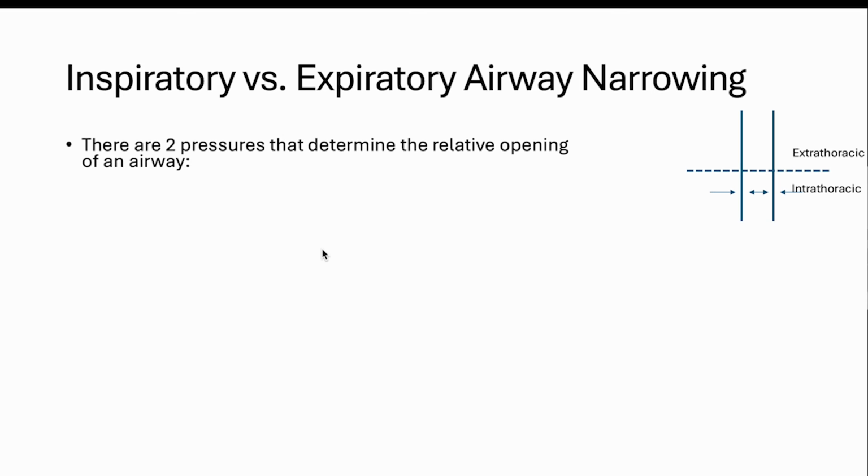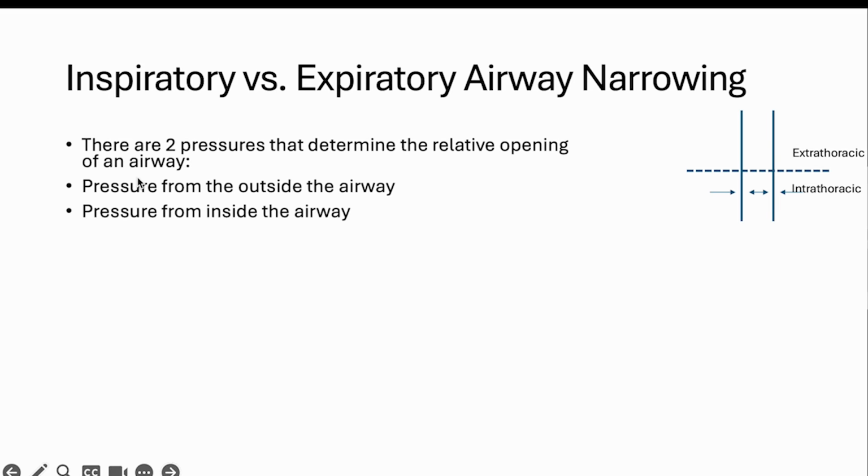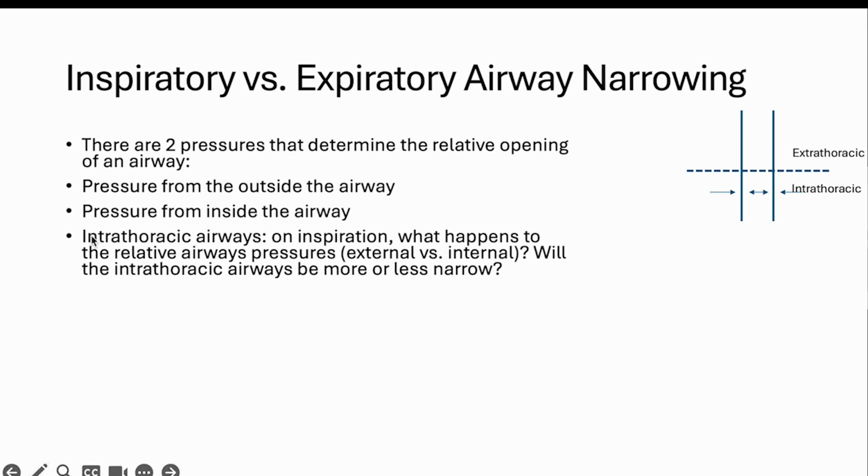And then another really great concept that comes from this is the idea of inspiratory versus expiratory airway narrowing, which again, we're going to cover more in depth in the lessons, but I just want to give you a nice preview. And so there is basically two pressures that determine the relative opening of an airway. It's the pressure from outside of the airway, and then there's pressure from inside the airway. And so for the intrathoracic airways, right? So there's kind of this imaginary line where we've got the trachea here, and we've got the intrathoracic, meaning inside the thorax, and then extrathoracic trachea, and then other parts of the airways.